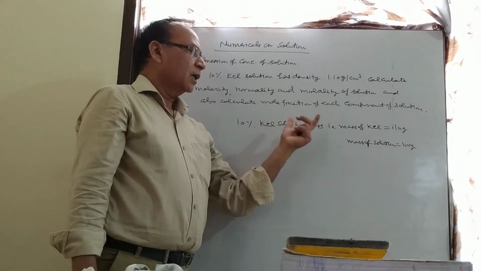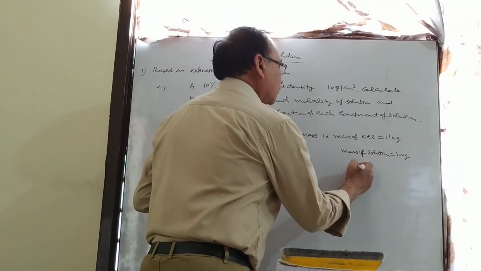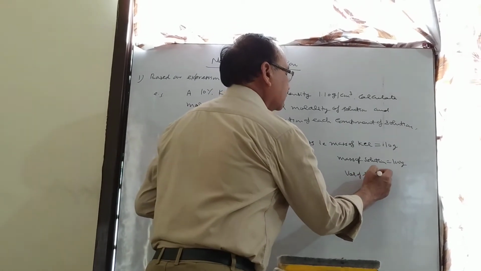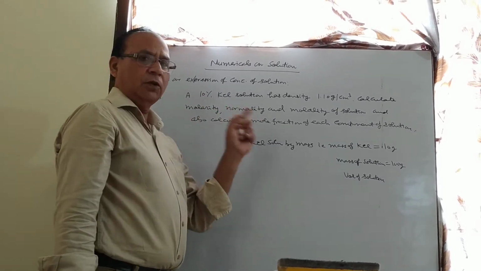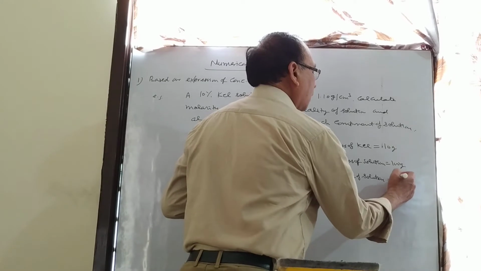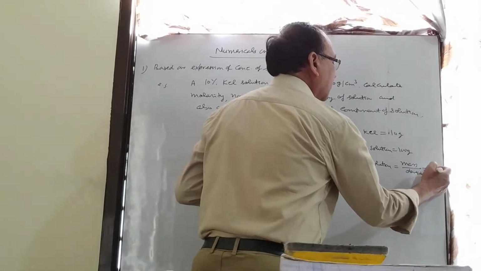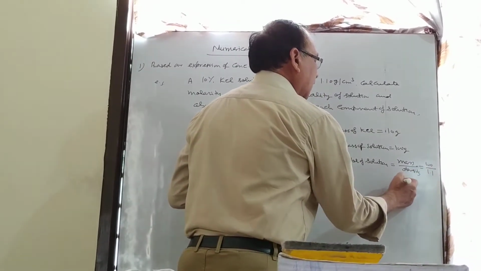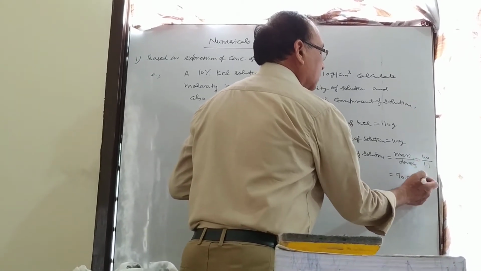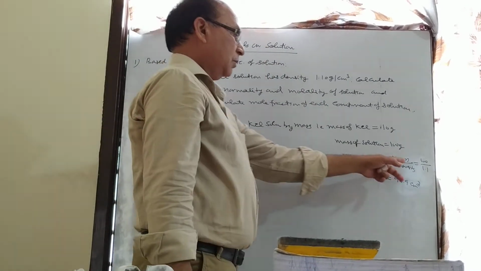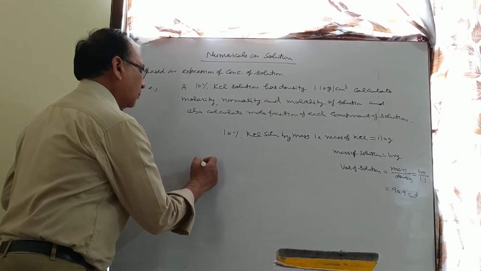So mass of solute KCl is 10 gram, mass of solution is 100 gram, and volume of solution we can calculate, because we have to calculate molarity and normality. We need volume of solution. So volume of solution equals mass of solution divided by density. Mass is 100 gram, density is 1.1, so it comes around 90.9 centimeter cube. We can put this value directly as 100 over 1.1. Now first of all, we have to calculate molarity.